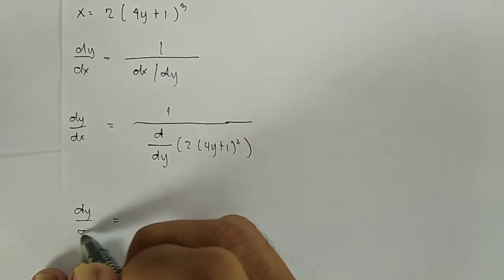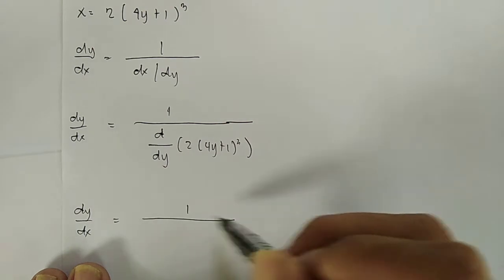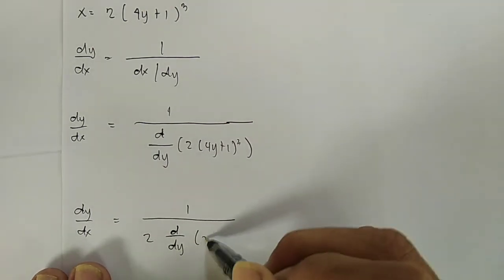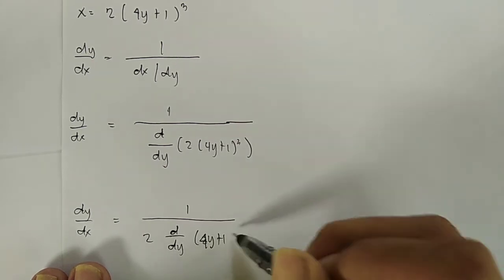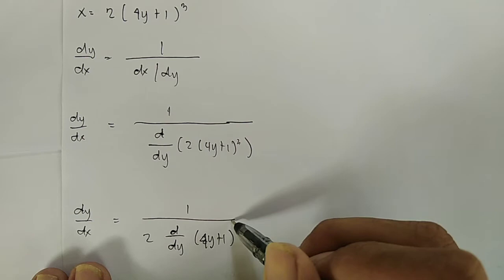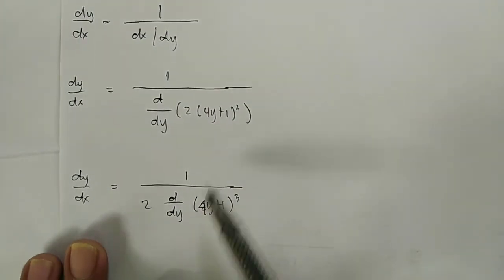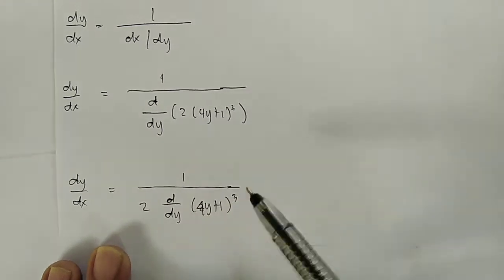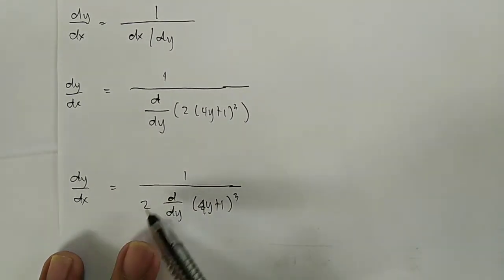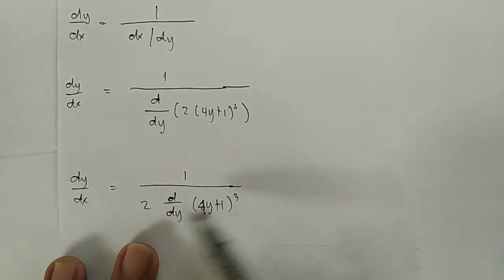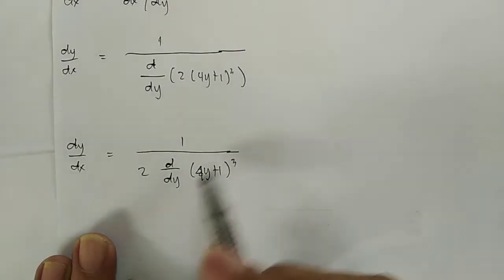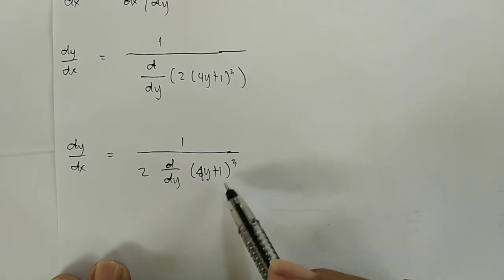So sasabihin natin dy over dx, 1 over, so isulat muna natin yung 2 bago ang derivative notation. Times the quantity 4y plus 1 to the power of 3. So yan, para hindi na natin ma-apply yung product rule. So ilabas mo na yan si 2 tas bago isulat yung derivative notation. So ngayon pwede natin kunan ng derivative yung expression na 4y plus 1 to the power of 3.